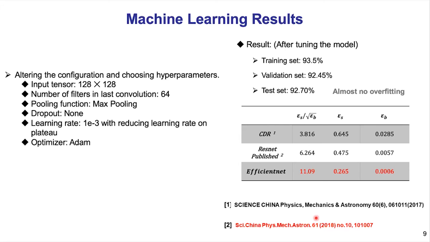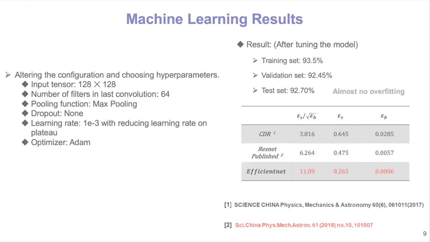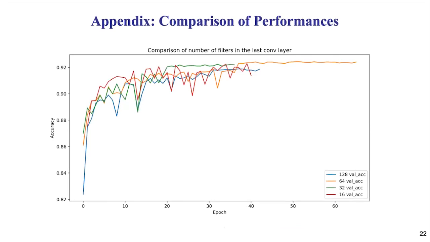Okay. Let's see. 22. Yes. Sorry, page 22. And this is what we obtained after we changed the number of filters of the last convolution layer. And we can see that the configuration with 64 filters performs the best. And so we chose that.